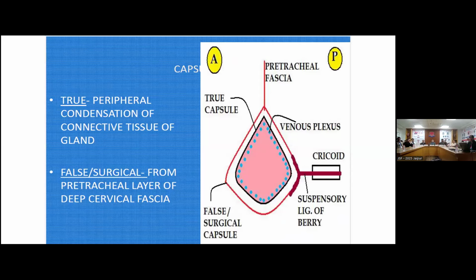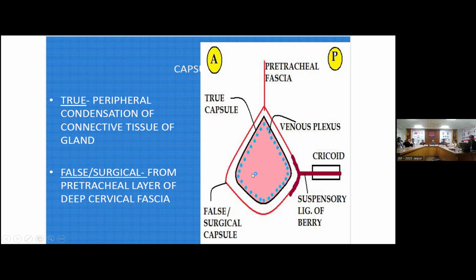And why is it important? Because see, the tissue plane of dissection is between the true capsule and the false capsule. The true capsule is the real membrane-like thing on the thyroid parenchyma itself, which encloses the entire venous plexus. And we, as surgeons, are fortunate with this anatomy that the dissection becomes very easy if we go between the false capsule and the true capsule, the false capsule being formed by the pretracheal fascia.